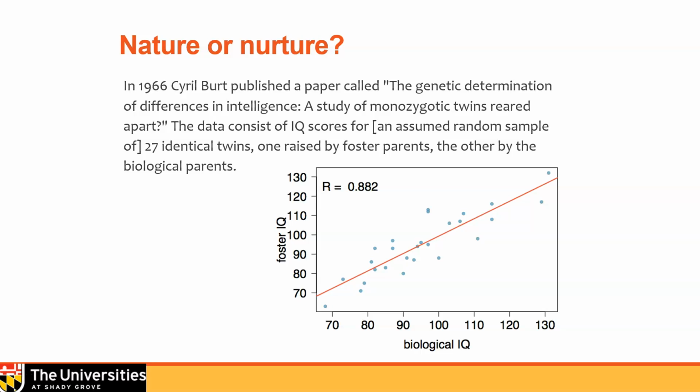The data set is IQ scores of identical twins, one raised by foster parents, the other by biological parents. And so we're looking at the correlation of IQ. So we're wondering how much is genetic versus environmental. If it's environmental, it's the parental influence. They're twins, so there's genetic. So if we think it's pretty much genetic, we expect to have a high correlation.